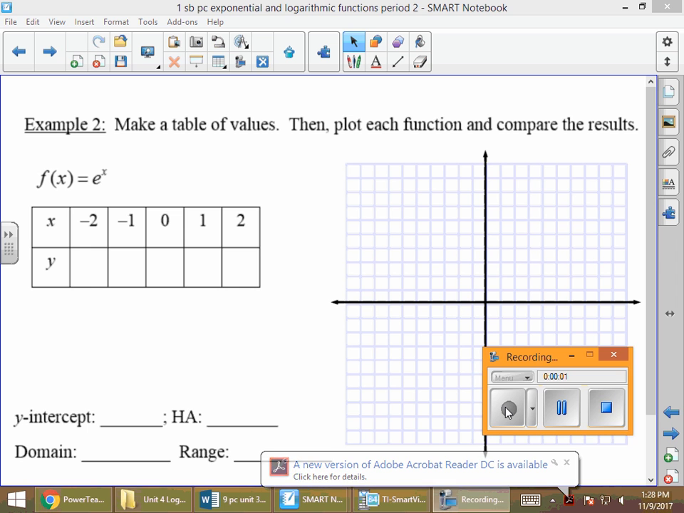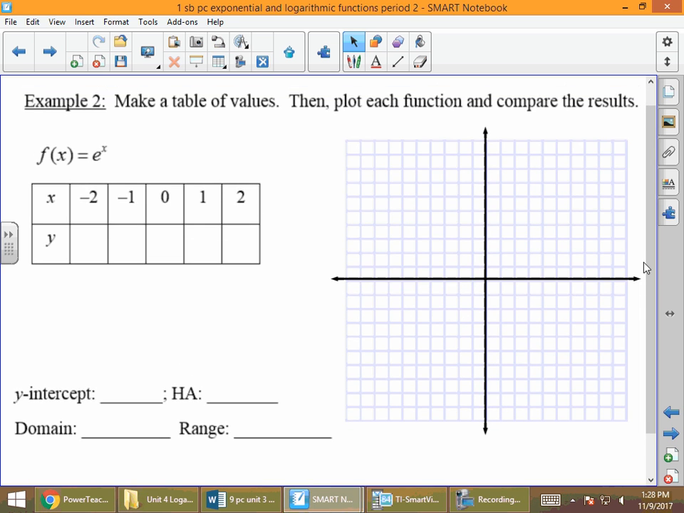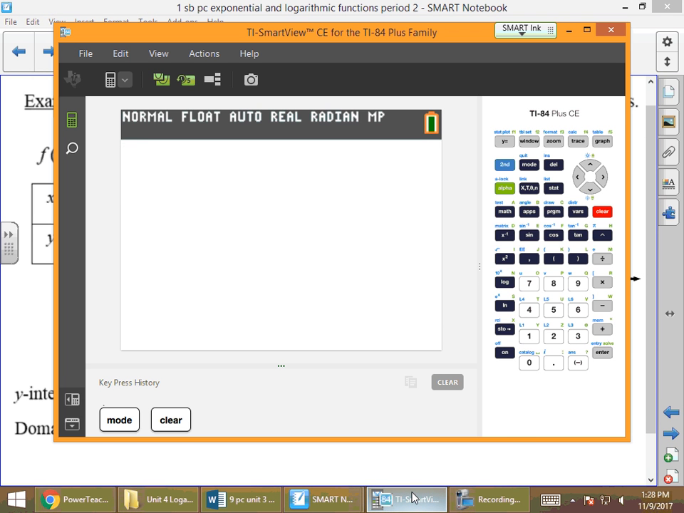Let's look at example 2. We're going to make a table of values, then plot the function and compare the results, just like we did yesterday when we were graphing 2 to the x and some variations on that. So this time we have f of x equals e to the x, and once again, just like yesterday, we can go to our calculator and have it help out a little bit with that.